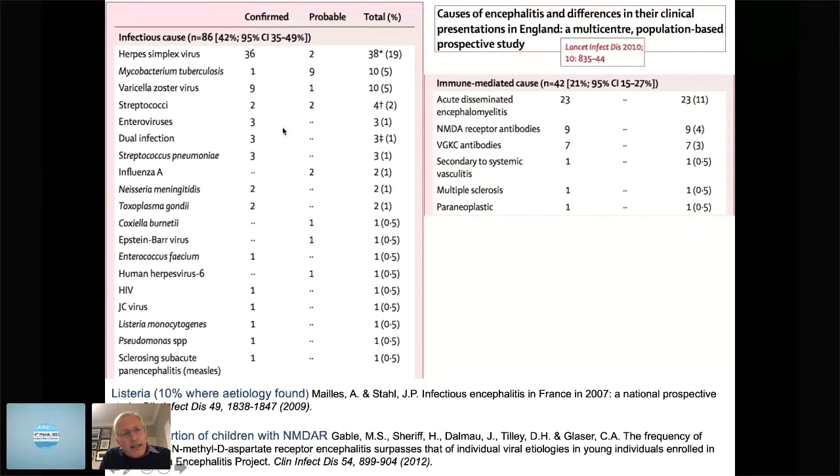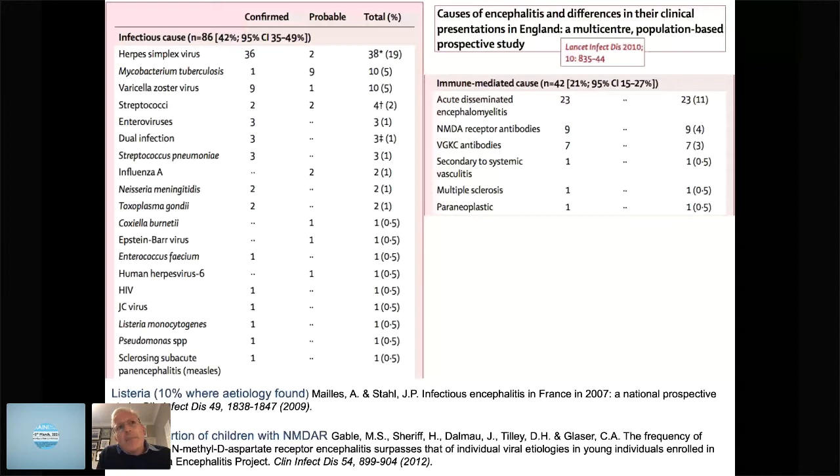Perhaps an underestimate in this study, or failure to recruit, perhaps too few enterovirus infections were found. What else was found in low numbers? Listeria, much more common in other parts of the world, particularly in France, where a contemporaneous study showed about 10% of acute encephalitides related to this organism.